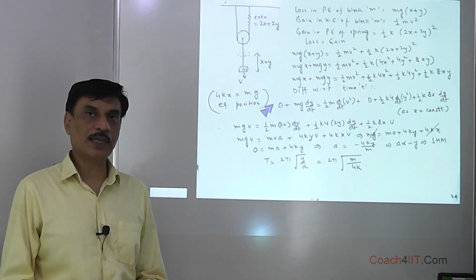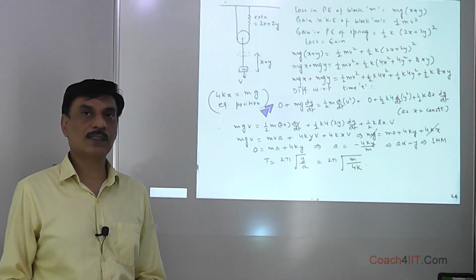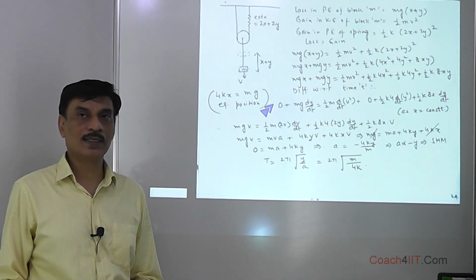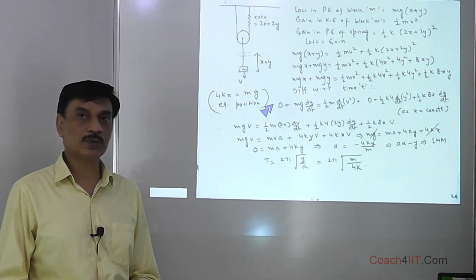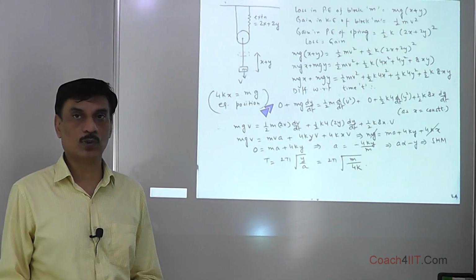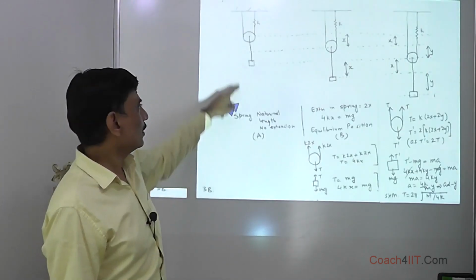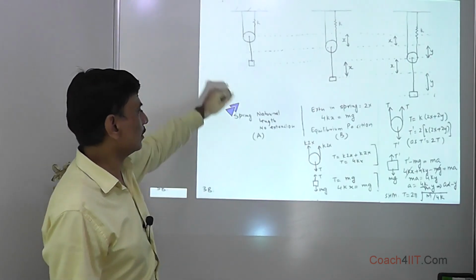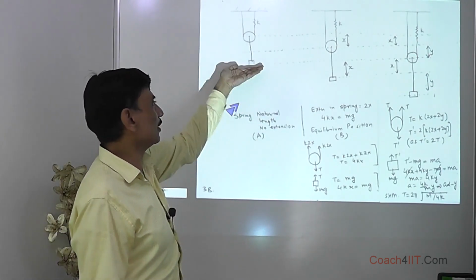We can also find the time period by displacing the body from its mean position by distance y, then talking about the restoring forces, where x is in proportion to y, and so on. Let's have a look at that. This is the initial state when there is no stretch in the spring, this is the natural length, there is no extension, so we are just holding it.